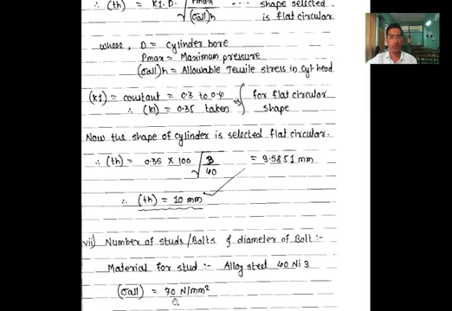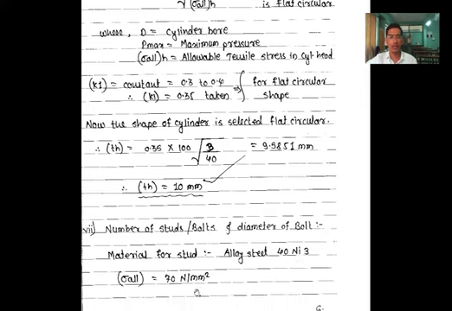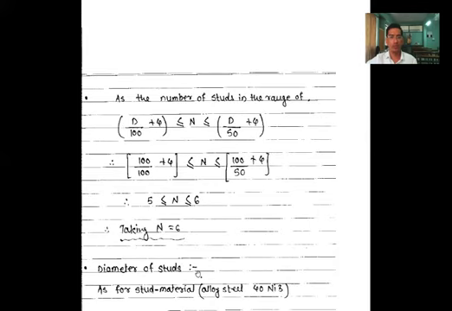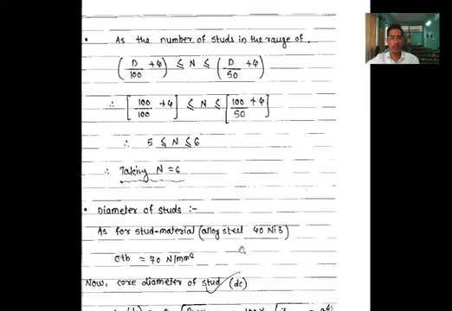Next one is the number of studs or bolts and the diameter of bolts. So the material for the stud is alloy steel 40 Ni3 and the allowable stress for the bolt is considered as 70 Newton per mm square. The number of studs is in the range D by 100 plus 4 is less than or equal to N is less than or equal to D by 50 plus 4. Therefore, by putting the bore diameter value, we'll get N, the number of studs, equal to 6.